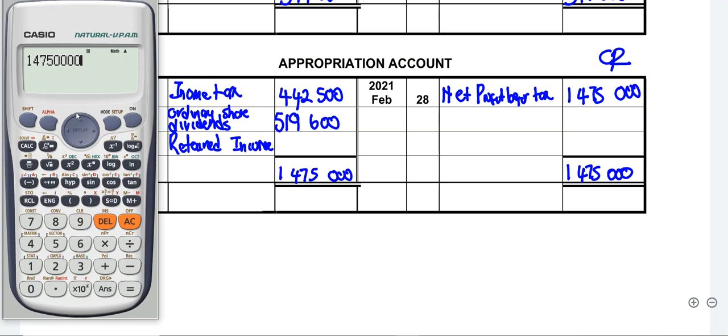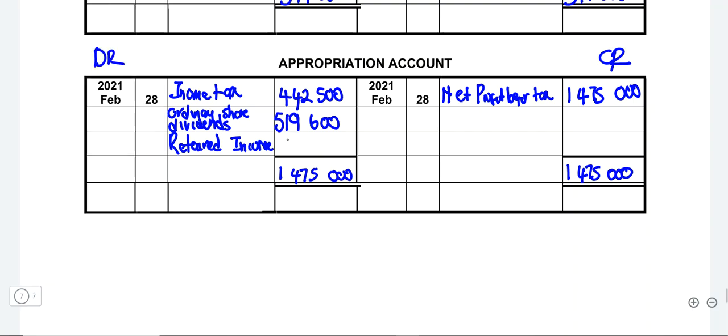Then if we take 1,475,000 and then we say minus 519,600, and we also say minus 442,500. It's going to give us our new retained income. Okay, so remember, if we say 1,475,000 minus 519,600 and then also minus 442,500, it is giving us 512,900. So our new retained amount, the money that gets retained for the current year is 512,900.